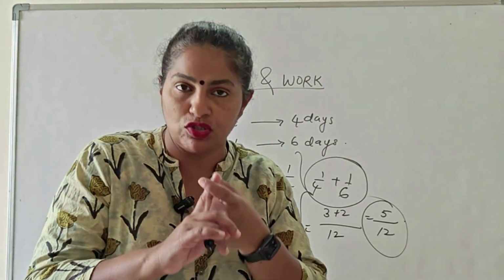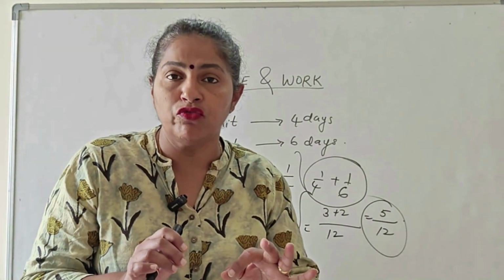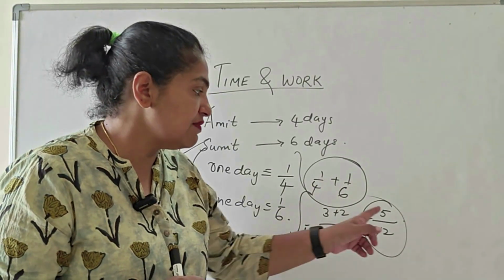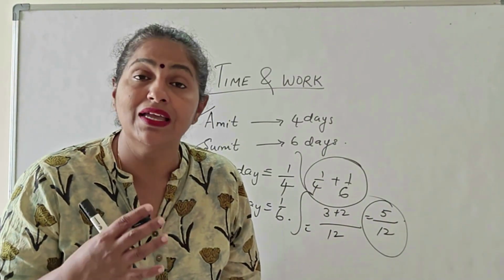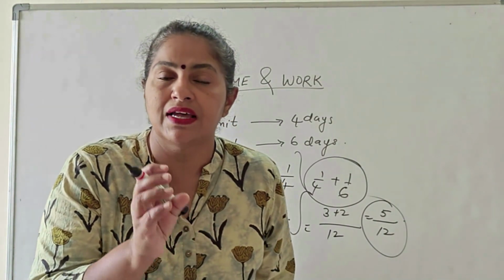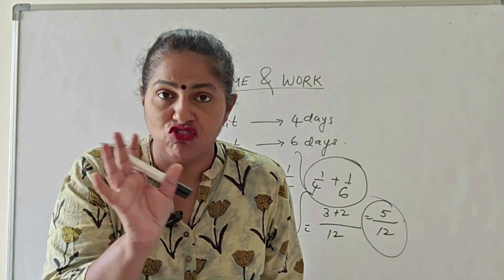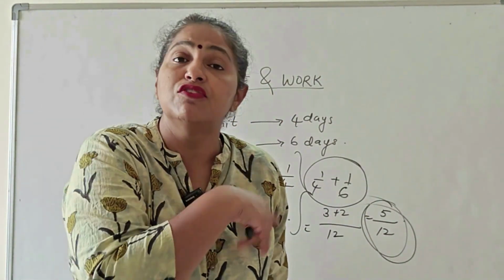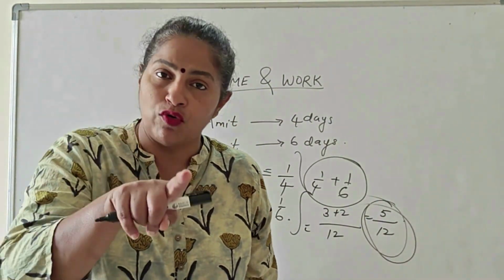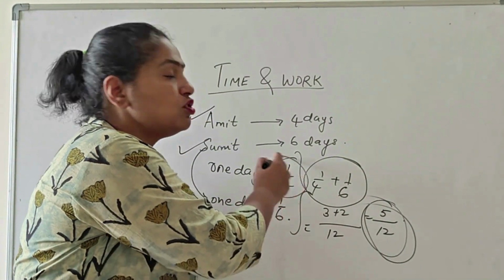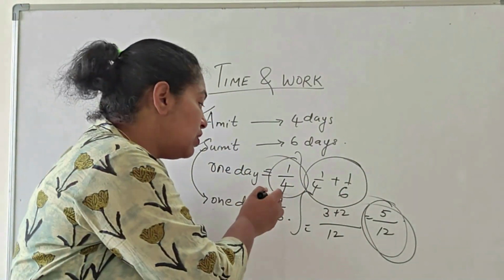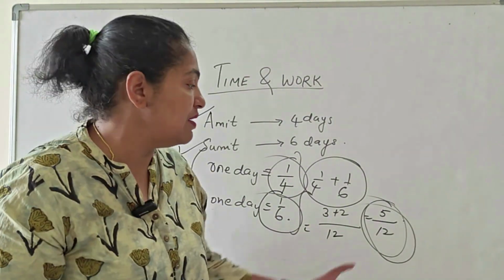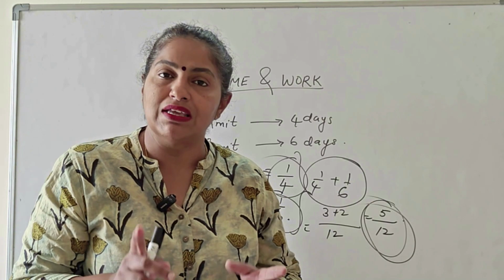Now, in a single day, when both of them are working together, what is the amount of work that they do? It is a sum of 1 by 4 and 1 by 6, which will give us 5 by 12 once we take the LCM, which basically means that out of the entire work that is to be completed, 5 by 12th of the work is completed if both of them are working together. If only Amit was working, 1 by 4th of the work will get completed. If only Sumit was working, 1 by 6th will get completed. Now both of them are working means 5 by 12th of the entire work is completed.